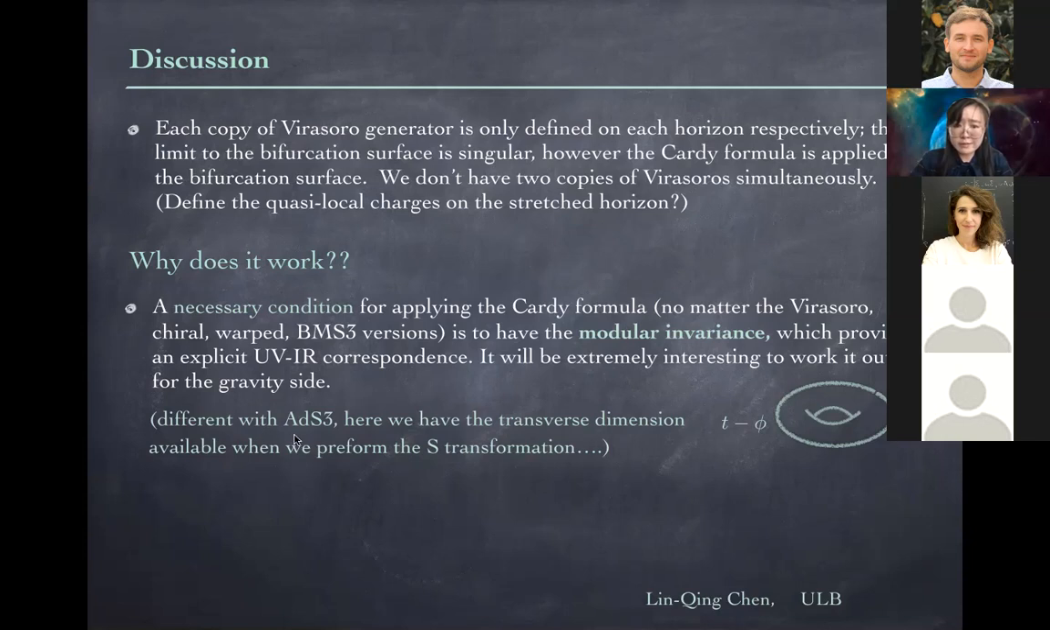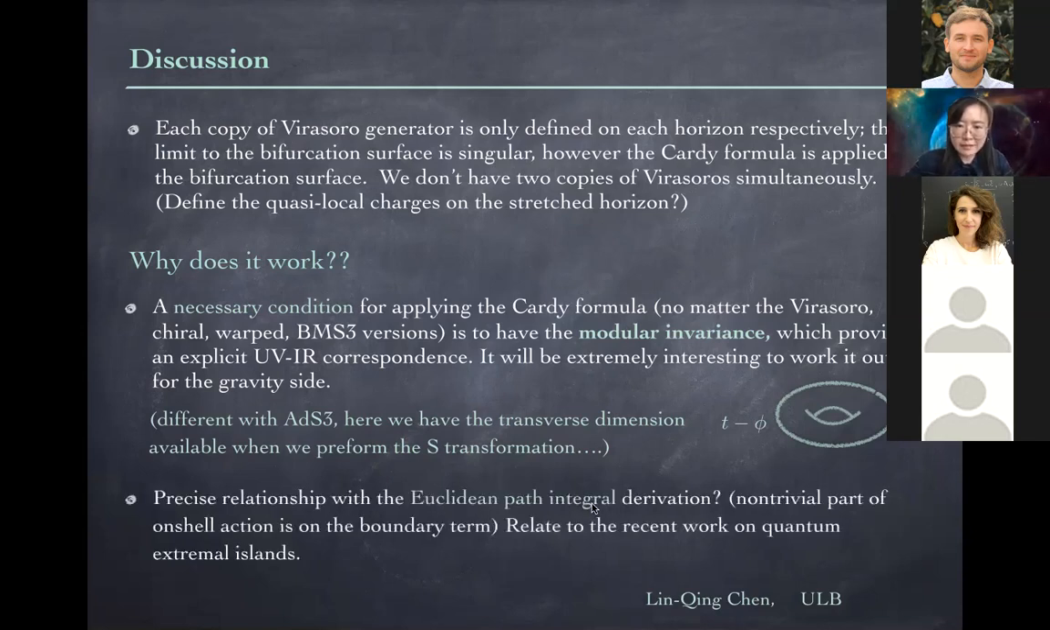And different from the AdS3 case, if one wants to do the modular transformation on the gravity partition function, here we have the transverse direction, which is available if we perform the S transformation to swap the circles. I do not know the answer yet, and I think it will be really, really interesting to work out exactly whether we could have such a symmetry on the near horizon gravitational phase space.